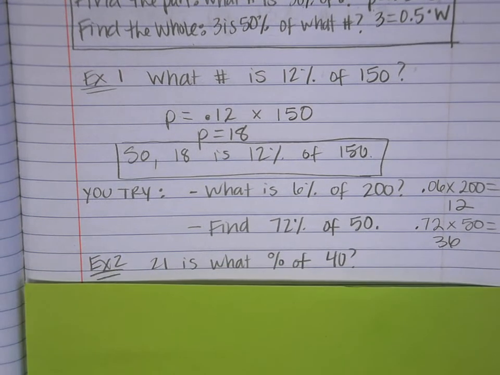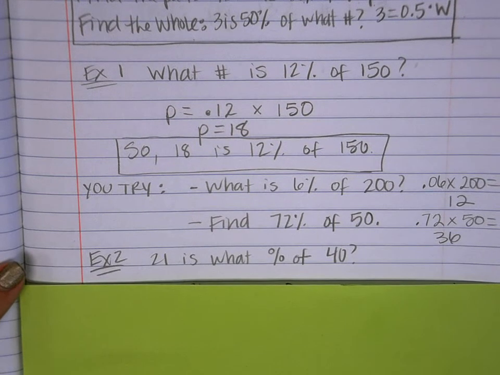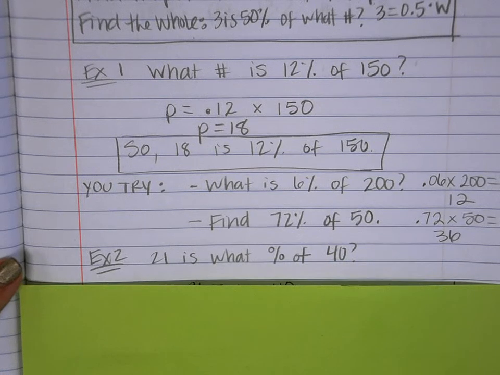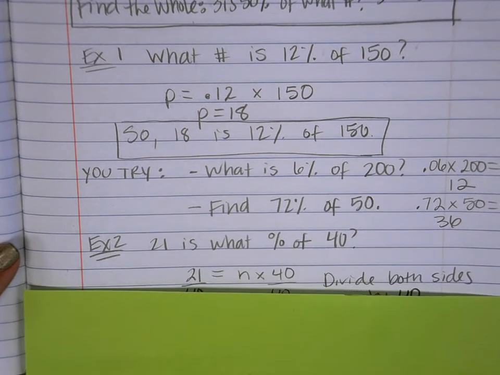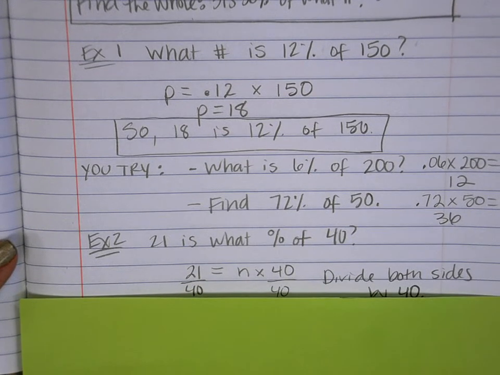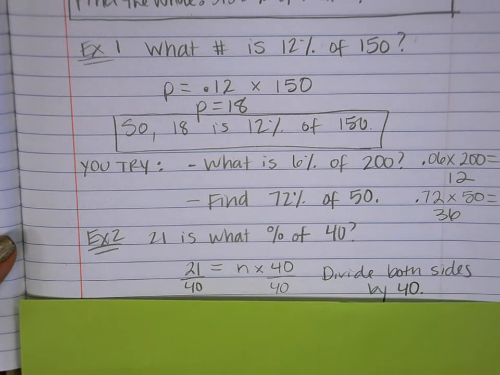Here's a different way. If you look at your chart, this one says 21 is what percent of 40? So do I know the percent? No. I know the part and I know the whole. The part goes first. So this is 21 equals some percent times 40. To solve for the percent, I divide both sides by 40.